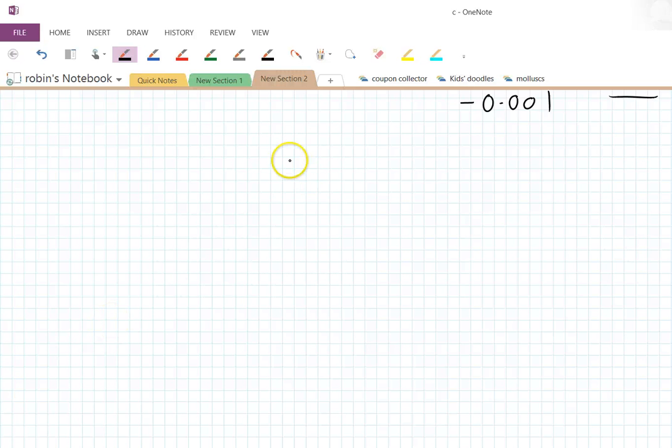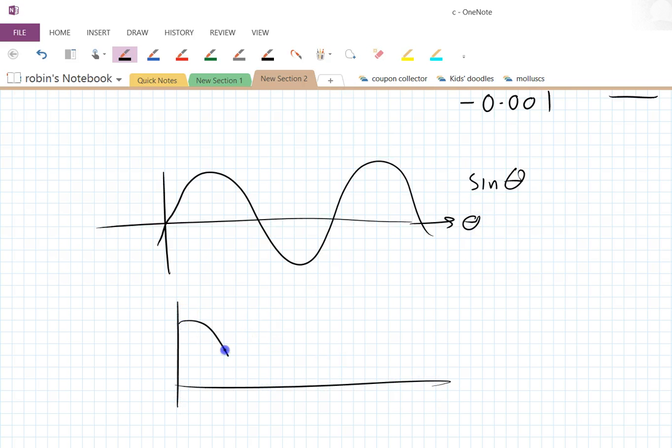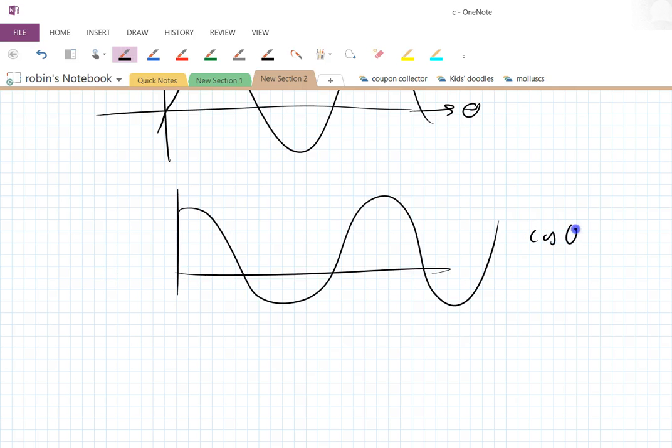Okay, we talked about the graphs of sine x and cos x, and they look like this. That was the sine theta curve, that's theta along there, and the cosine looked like that. Not very good diagrams. Cos theta. And we talk about tan theta in this screencast, which equals sine theta divided by cos theta.